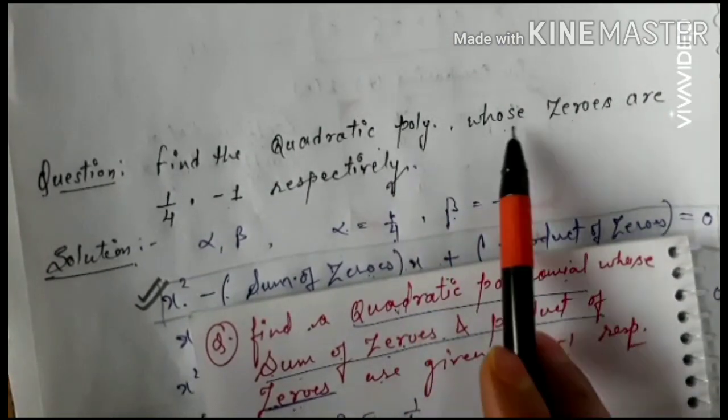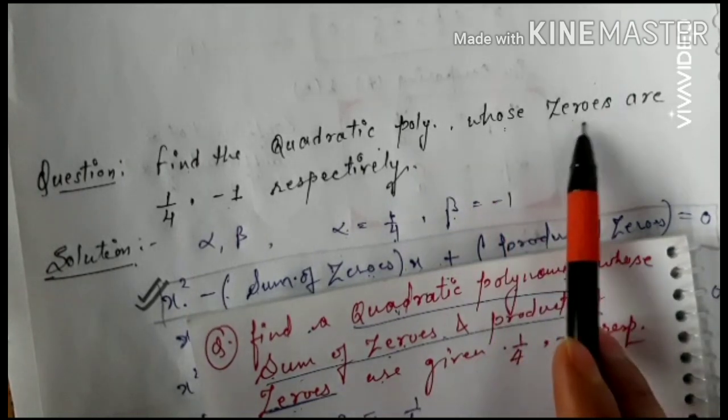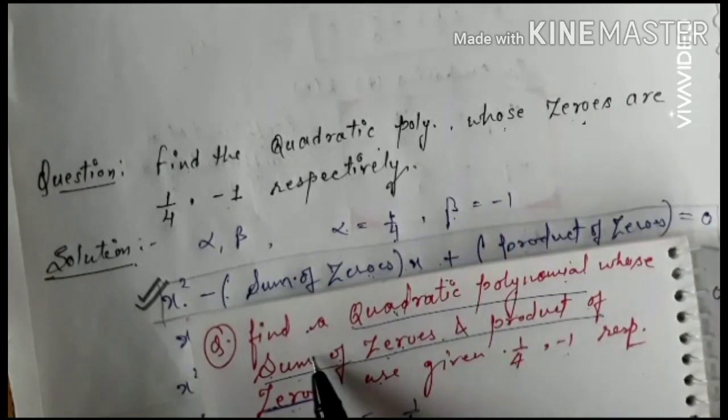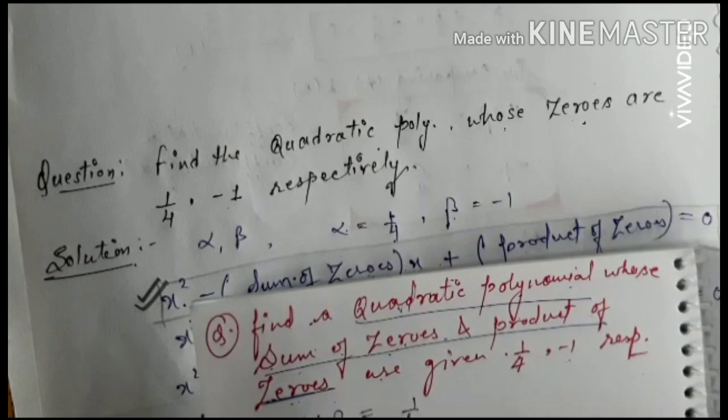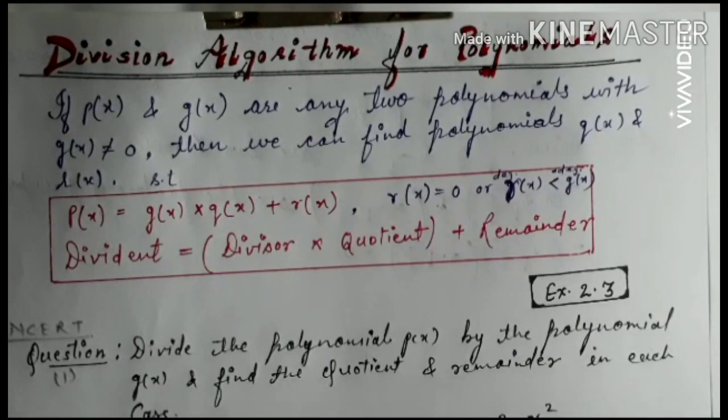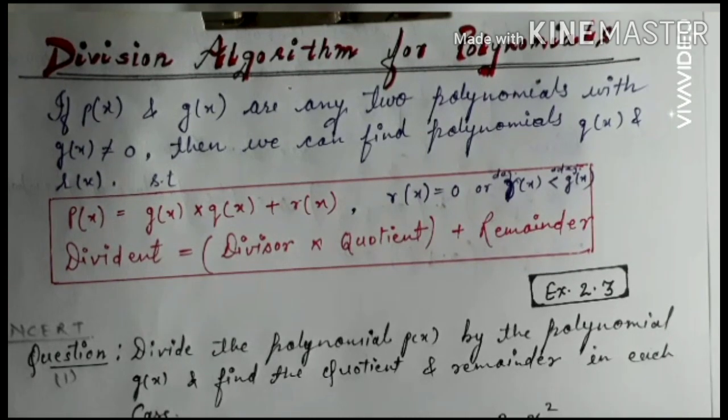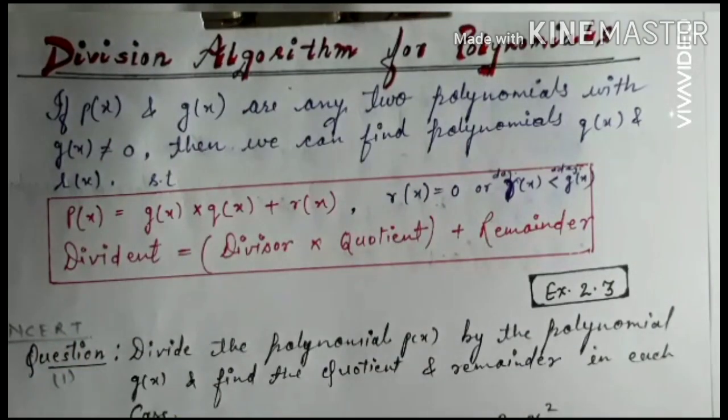Okay, so you have to keep in mind what question you have been given. Here the zeros are given, and here the sum of the zeros and the product of the zeros are given. So now this is our next topic, division algorithm for polynomials. Now what is the division algorithm?